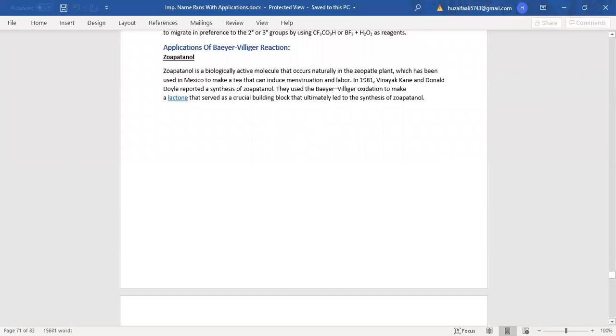In 1981, Vinayak Kane and Donald Doyle reported a synthesis of zoapatanol. They used a Baeyer-Villiger oxidation to make a lactone that served as a crucial building block that ultimately led to the synthesis of zoapatanol.